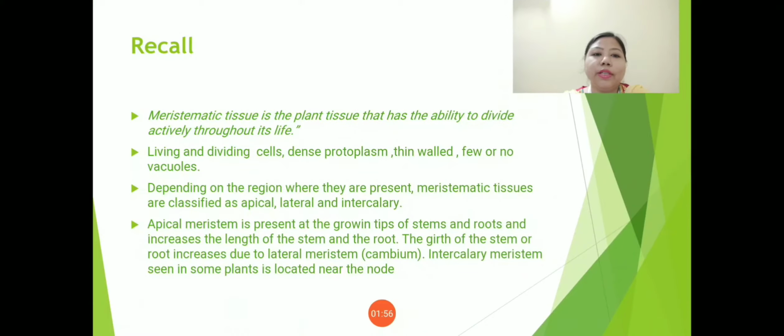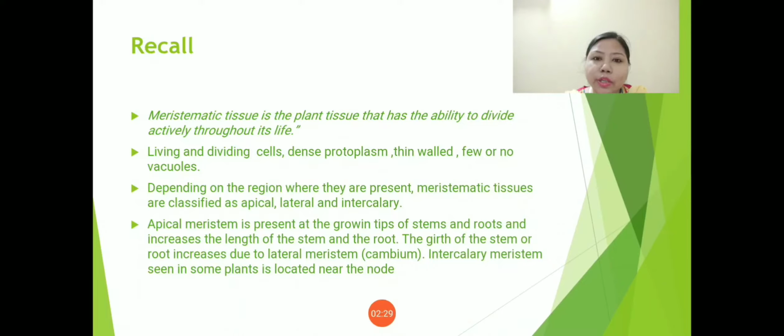So, in the previous class, the difference between the tissues of plant and the animals has been discussed. That means why the plant tissues and the animal tissues are different. And also the different types of the tissues present in plants has been just briefly discussed, that the plant tissues are divided into mainly 2 types, that is meristematic tissue and permanent tissue.